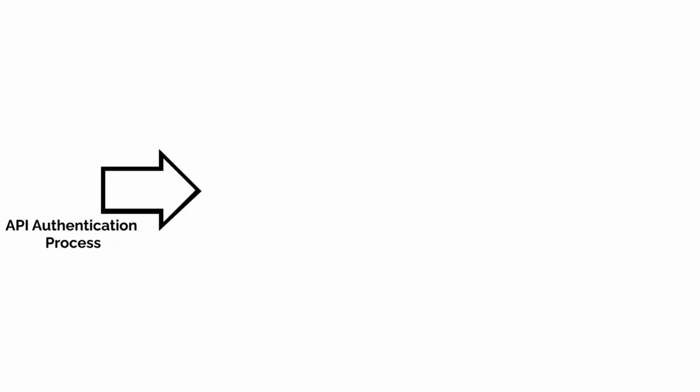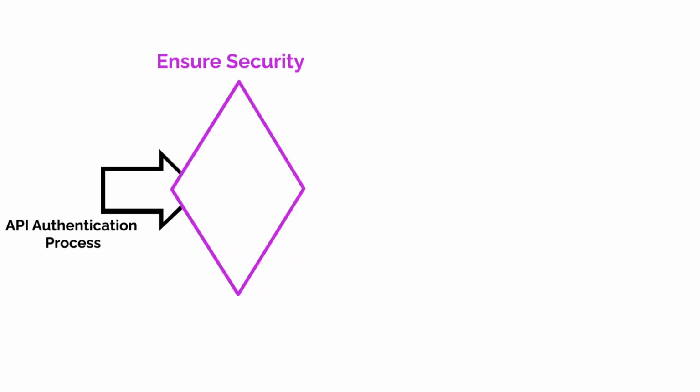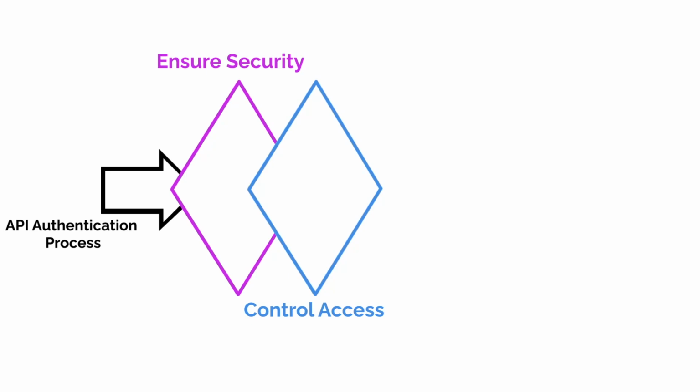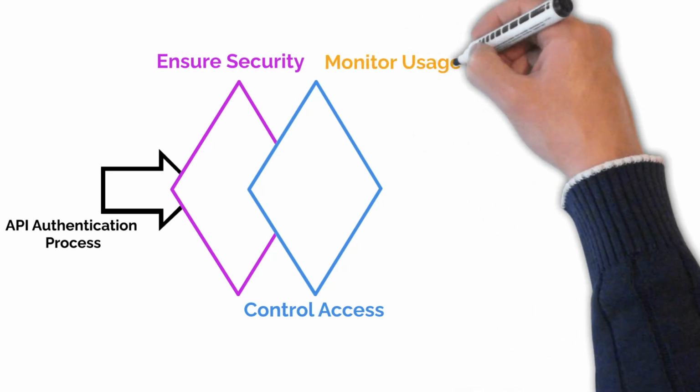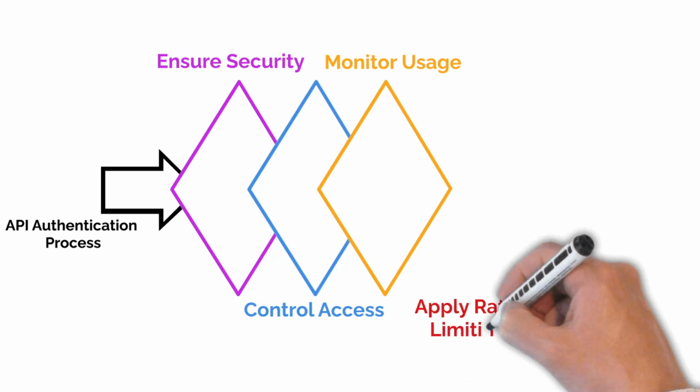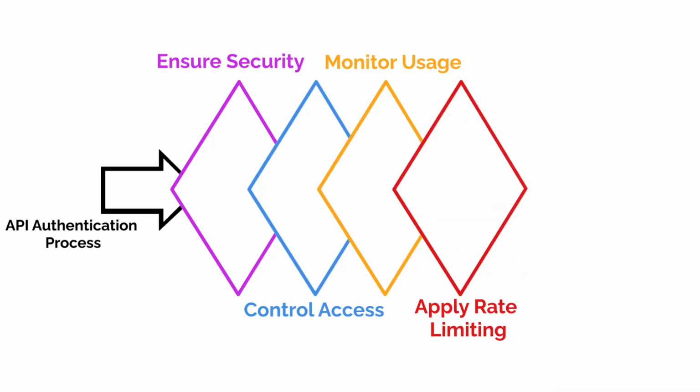The API authentication process provides many crucial features and benefits. For example, it ensures security by verifying client identities to protect sensitive data and resources. It also enables controlled access by implementing permissions and roles for different levels of access. It also monitors usage by tracking API usage patterns, detecting anomalies, and ensuring fair use. It can also apply rate limits to prevent abuse by limiting the number of requests per client, protecting against DOS attacks, and ensuring system stability.